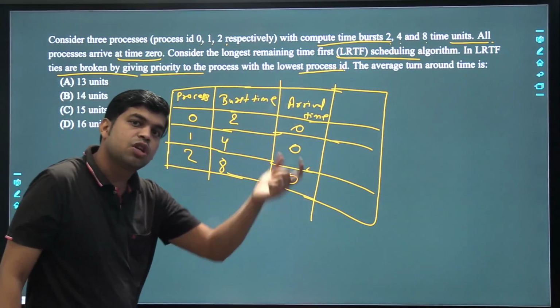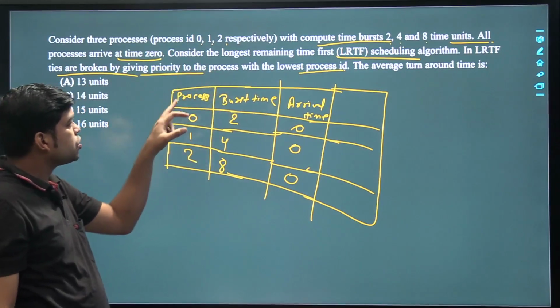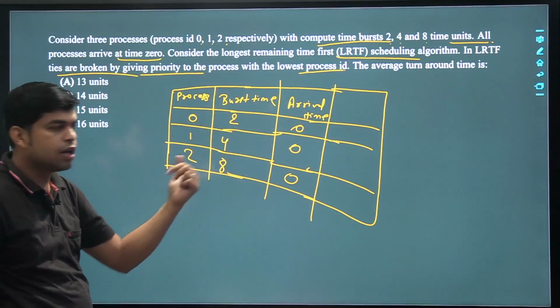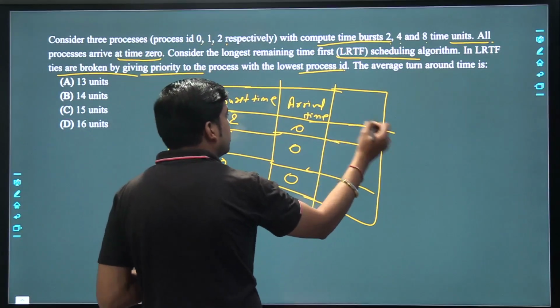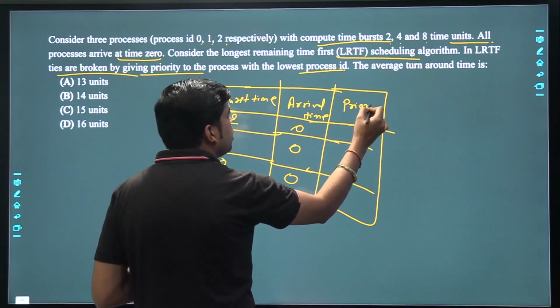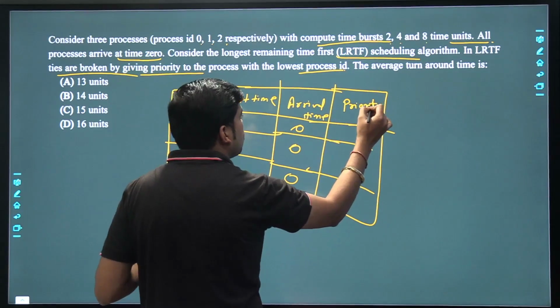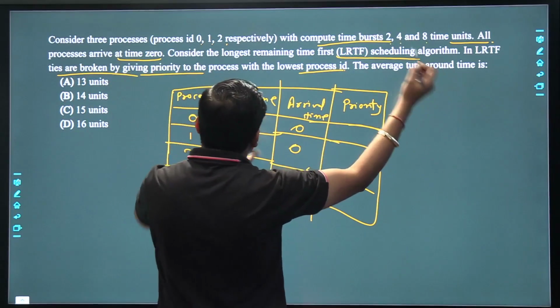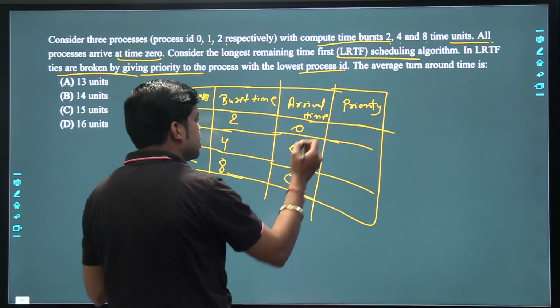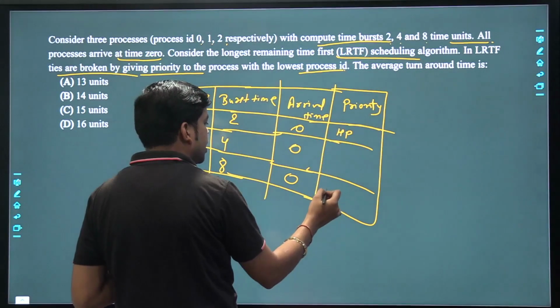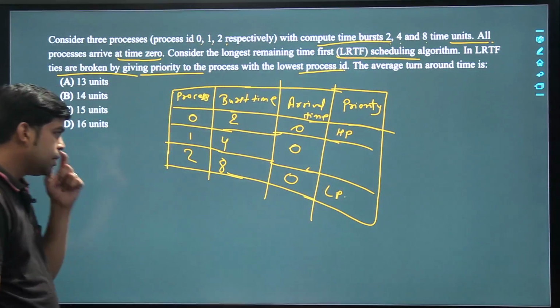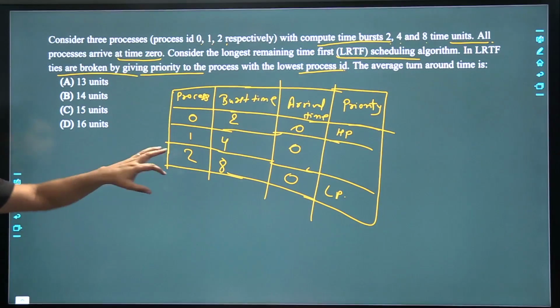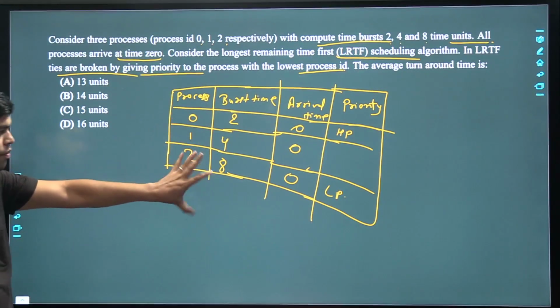Priority to the process with lower process ID means the lowest process ID is the highest priority. So the priority is also given like that. What is the logic of priority? The priority goes to the process with the lowest process ID, so that is the highest priority, and that is the lowest priority process. So definitely that is the second highest, and this is the way.